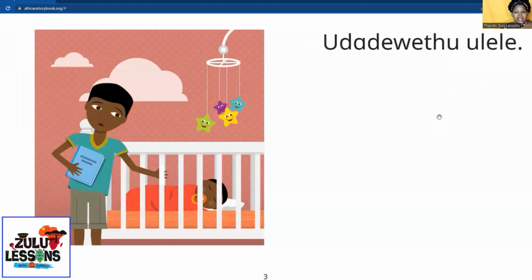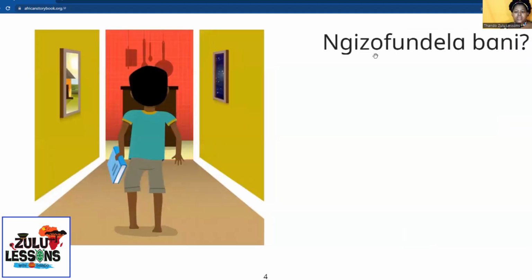Udadewethu ulele. Udadewethu ulele. Udadewethu is my sister. Udadewethu ulele. My sister is sleeping. Ngizofundela bani. Who will I read to?